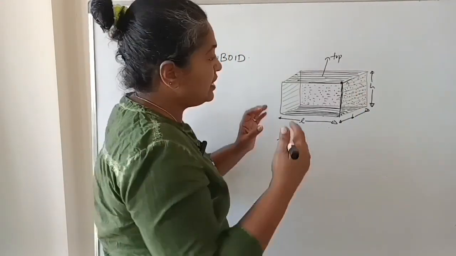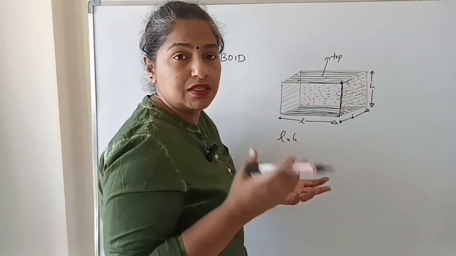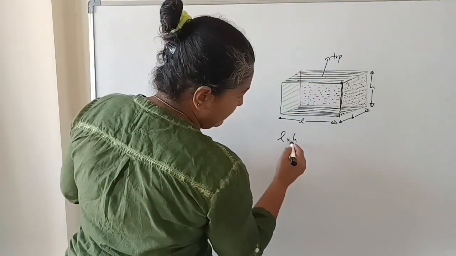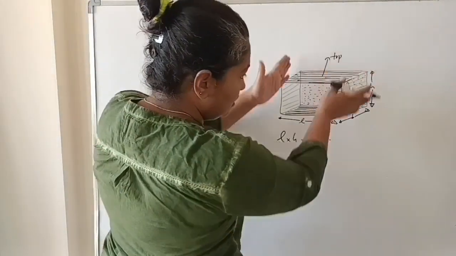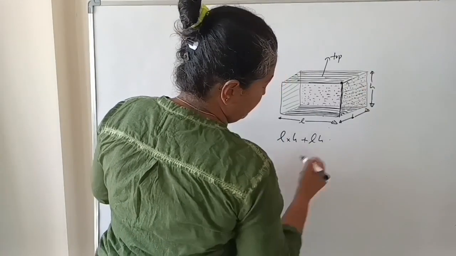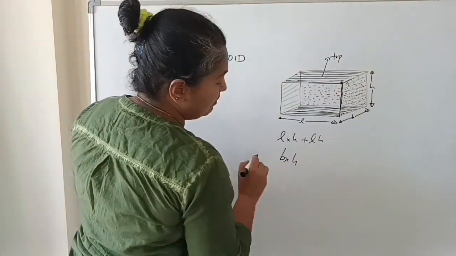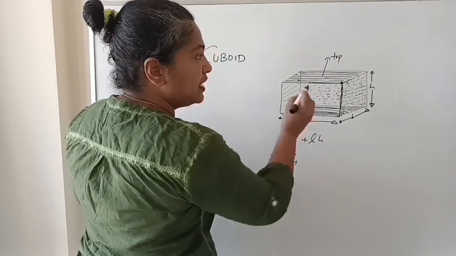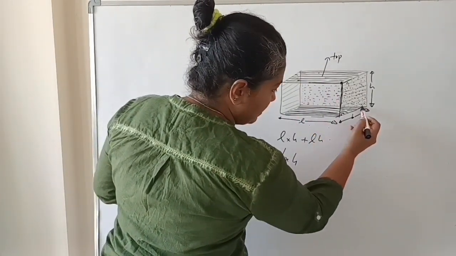That will also be the area of the face which I have marked with the pink colored pen. So that also will be L into H. These two faces will be B into H. Those are the faces on the side. So how many B into H is there? 2. Then we have a top face and a bottom face whose area is given by L into B.